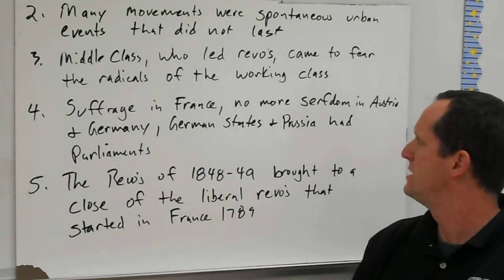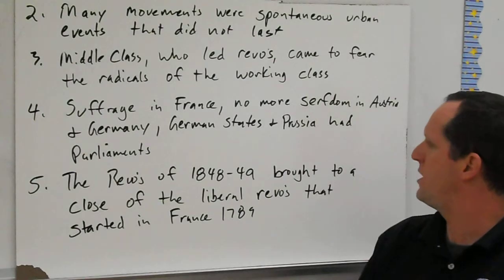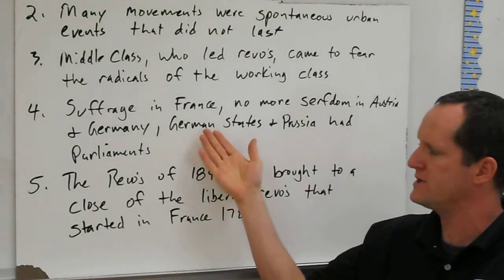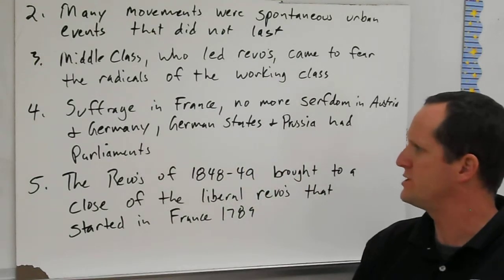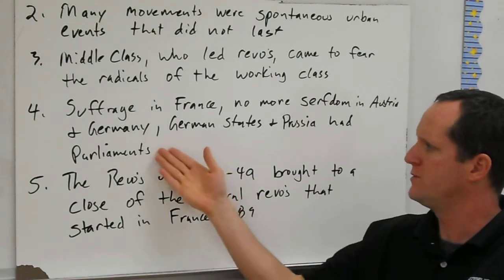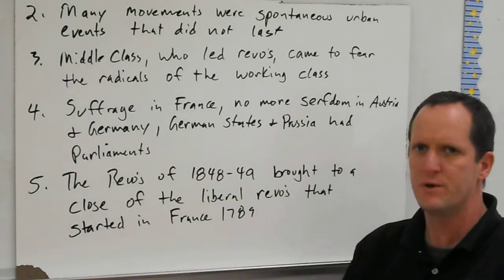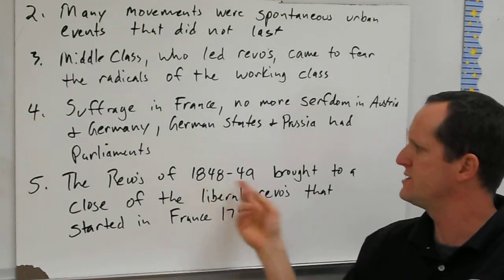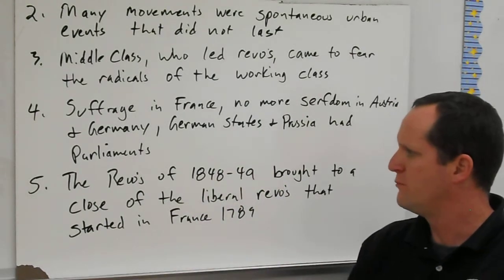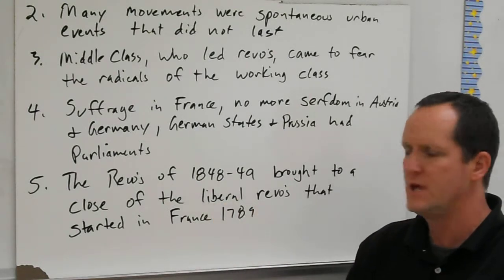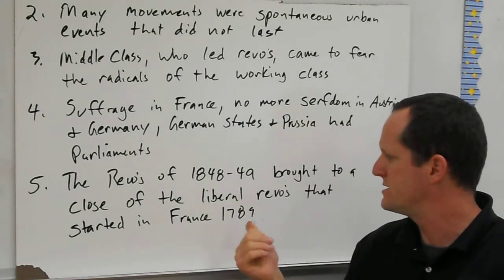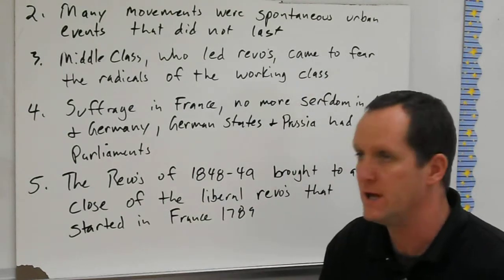Suffrage in France, no more serfdom in Austria. These were a few of the positive things that came out of this. In Germany, the German states of Prussia had parliaments, which would eventually lead to the German states becoming united. The revolutions of 1848 and 49 brought to a close the liberal revolutions that started in France in 1789. And that's it.